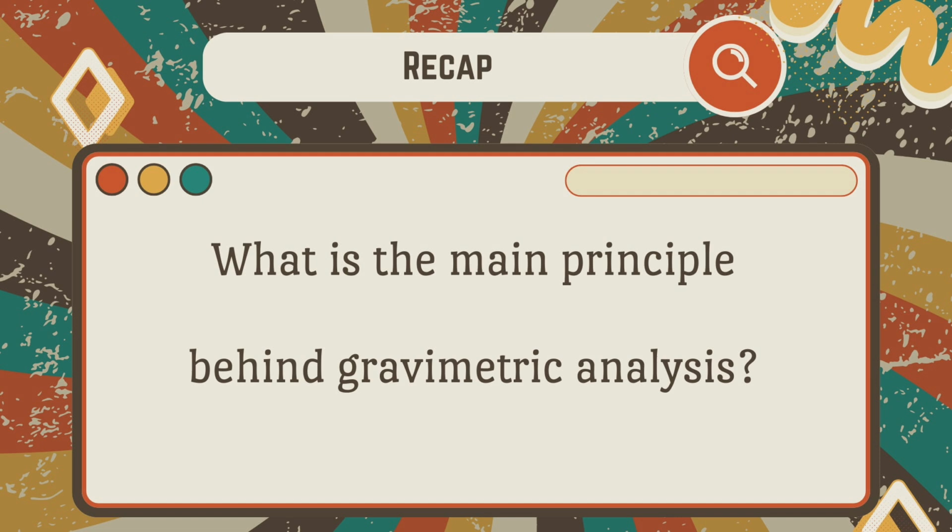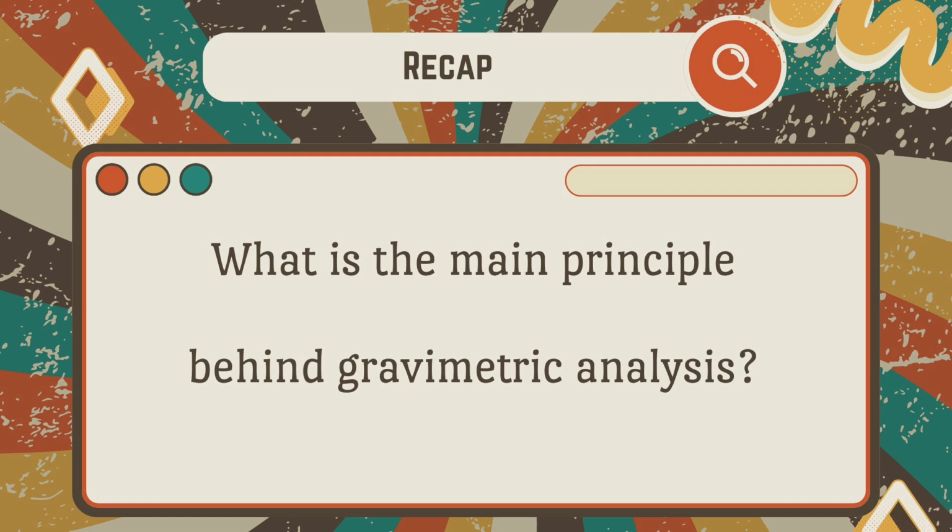After the precipitate forms, we separate it from the liquid and dry it until it reaches a constant weight. By carefully weighing the solid, we can calculate how much of the original substance was in the sample. This method is very precise because it relies on accurate mass measurement to determine the concentration of the substance. Okay, thank you for participating.